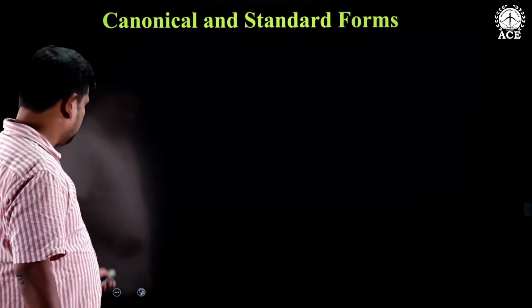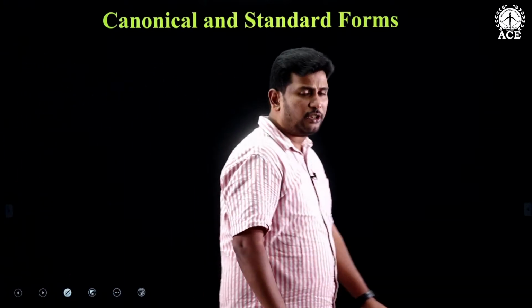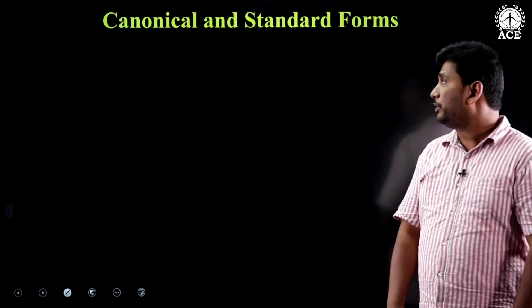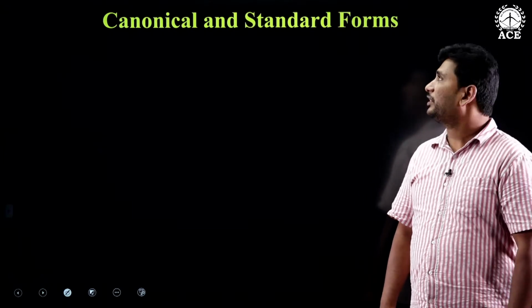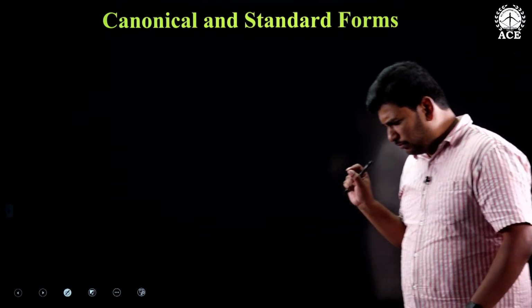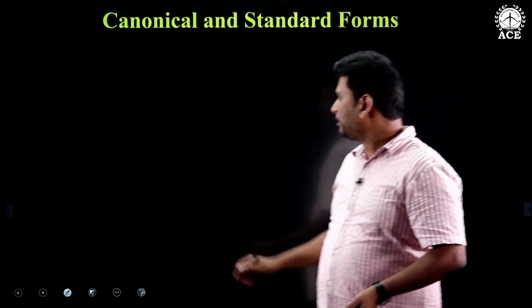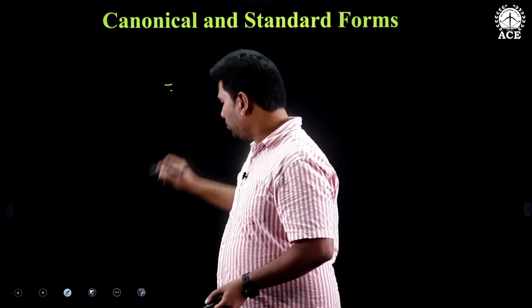Right. So this is your first topic. Now the second one is a simplification or extension of that, but we have to be a bit careful, which is canonical forms and standard forms. So far we were talking about variables in isolation. What is that?